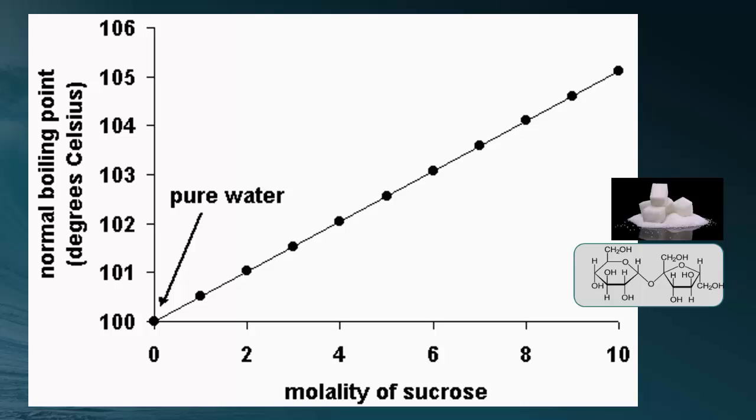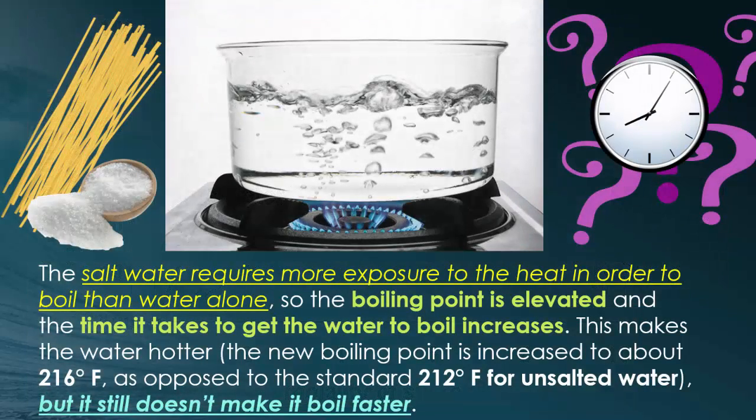So a lot of people have always asked this question, does water boil faster when salt is added to it? No. In reality, it doesn't. So what happens is that the salt water requires more exposure to the heat in order to boil than water alone. So the boiling point is elevated and the time it takes to get the water to boil increases. This makes the water hotter. The new boiling point is increased to about 216 degrees Fahrenheit as opposed to the standard 212 degrees Fahrenheit for unsalted water. But it doesn't make it boil faster.